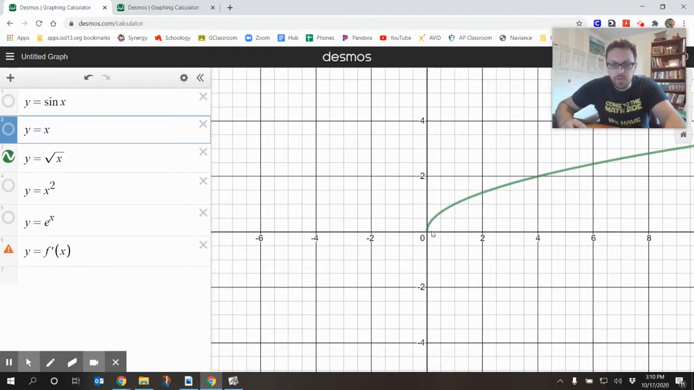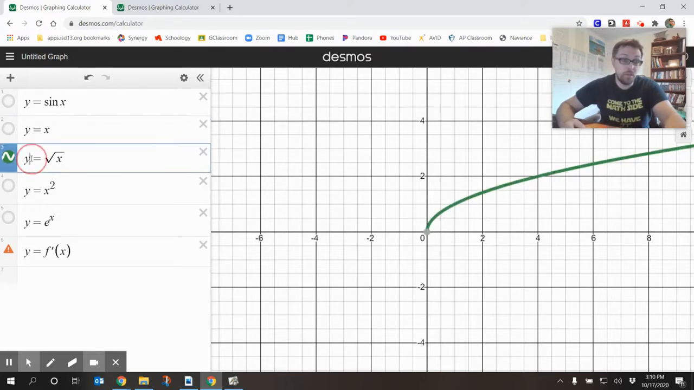Let's try this one. At first, we've got a really big number for our derivative, and then it gets smaller and smaller and smaller. So our derivative is getting smaller and smaller, but our graph is getting bigger and bigger. So it doesn't seem to be matching up.